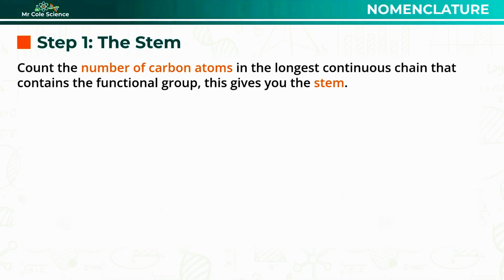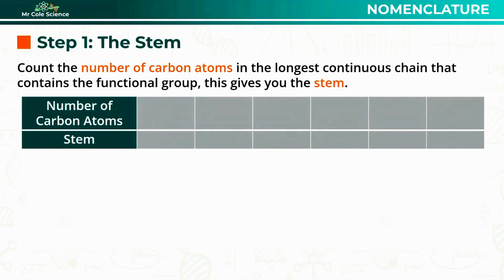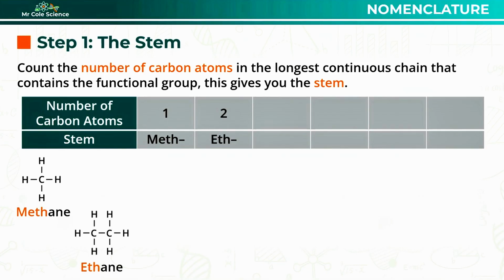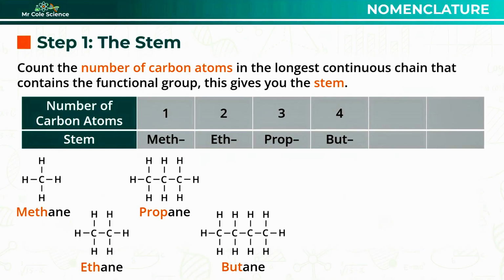To do this, we need to count the number of carbon atoms in the longest continuous chain that contains the main functional group. The number of carbon atoms in this chain then determines the stem. Now, you've probably already come across and used some of these stems when naming alkanes and alkenes previously. If there's just a single carbon atom in the chain, then the stem becomes meth. If there are 2 carbons, eth, 3 carbons, prop, and if there are 4 carbons, but.